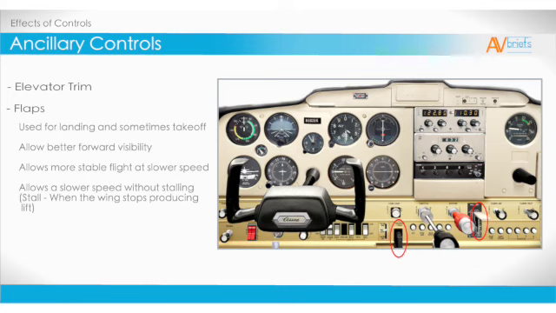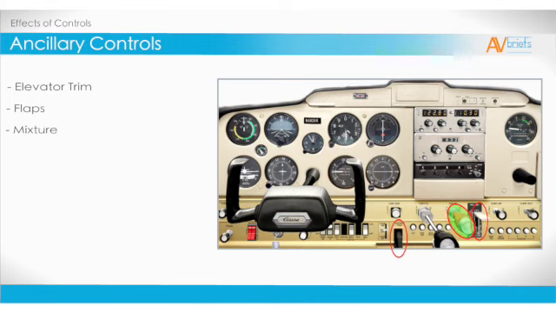Flaps are used for landing and sometimes takeoff. They allow better forward visibility, as will be explained in later lessons. They also allow more stable flight at slower speeds. It allows a slower speed without stalling. The mixture control allows the engine fuel-to-air mixture to be optimized for a better running engine. As previously discussed, air is thinner and less dense at higher altitudes. The mixture control allows us to reduce the fuel quantity entering the engine, so it is better suited to the less dense conditions.